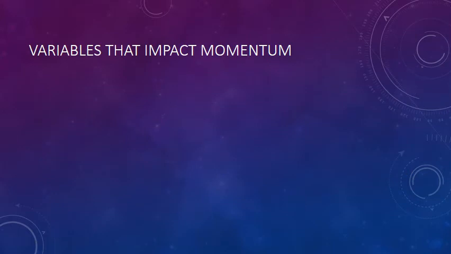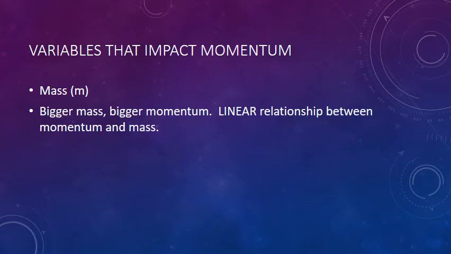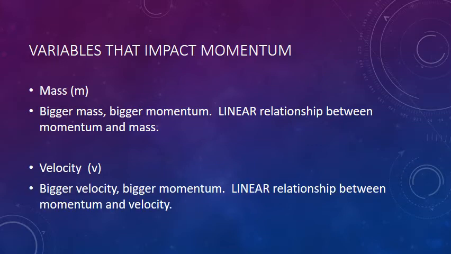So based on what we already know about momentum, what are the variables that are going to come into our momentum equation? What are the variables that are going to have relationships with momentum? Hopefully you would have guessed that mass, m, has a relationship with momentum, because the bigger the mass, the bigger the momentum. That means there is a linear relationship between momentum and mass. The other variable that impacts momentum is the velocity, or v. And as you probably would logically guess, the bigger the velocity, the bigger the momentum too. So there's a second linear relationship between momentum and velocity.